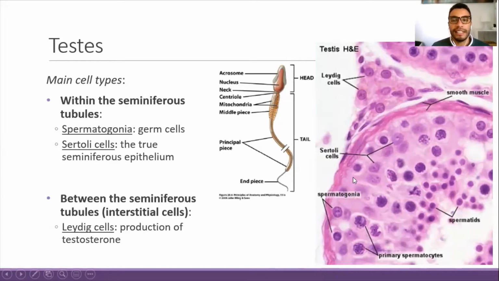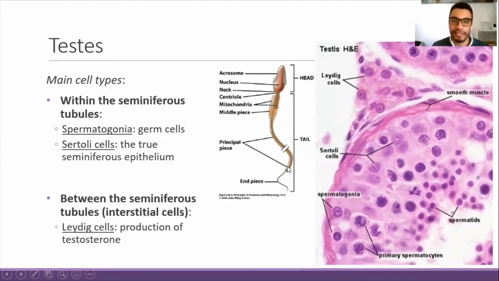Then you see, in a seminiferous tubule, we have Sertoli cells, those cells here. Sertoli cells are the true seminiferous epithelium. The epithelial cells are called Sertoli cells, so they give the structure of the tubule. Then we have spermatogonia, which are the germ cells. This here in dark purple are spermatogonia. Those cells will produce the spermatozoon.